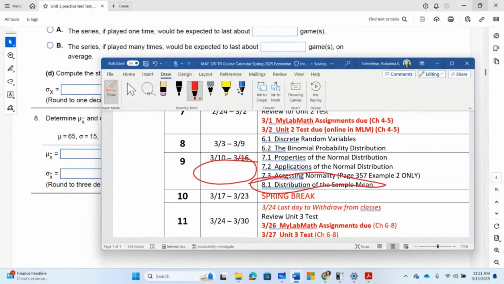The last day to withdraw from this class is going to be the 24th. If you want to withdraw from this class, you have to withdraw on the 24th. If you withdraw after that, you will be getting an F.